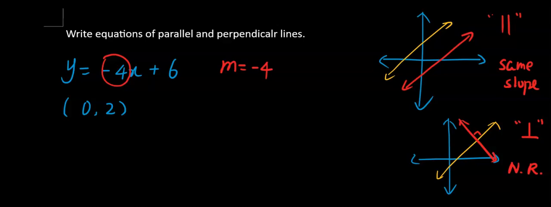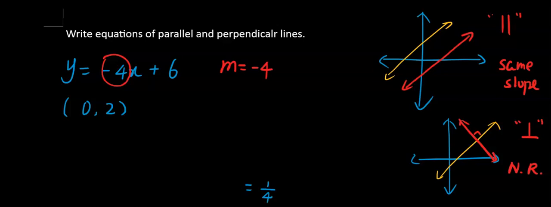Negative reciprocals, what does that mean? It means if you are negative 2, I need to be positive 1/2, because when we multiply each other, we have negative 1. Let's try one more. If you are positive 5, I have to be negative 1 over 5, because when we multiply each other, we have negative 1. That's called a negative reciprocal. Which means if I write an equation for the perpendicular line, my new slope is going to be positive 1/4. That's what we need. Okay?